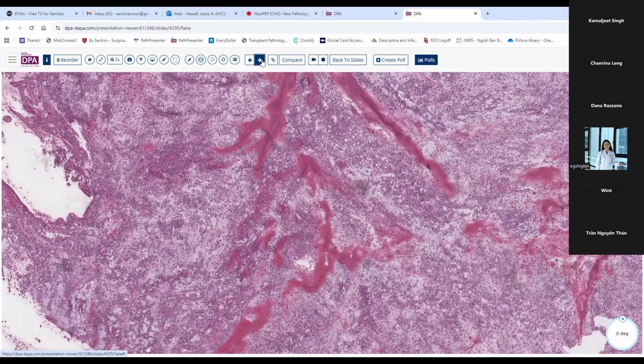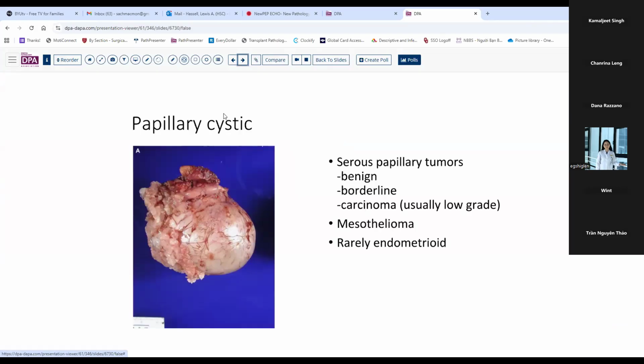Okay, let's see what else we've got to look at. Just a quick couple of points on the prior case. I agree that I would be in the fibrothecoma camp. And I think there's something to consider.